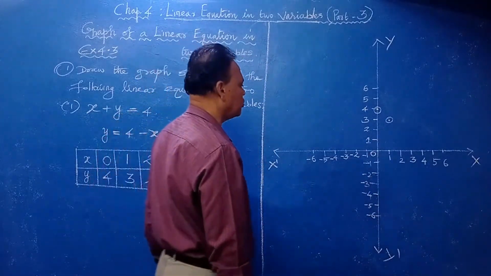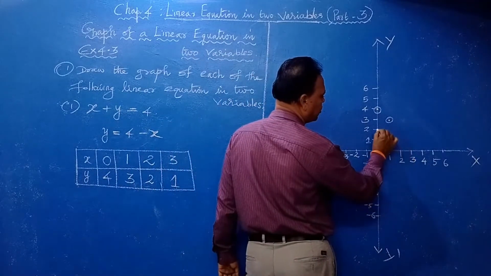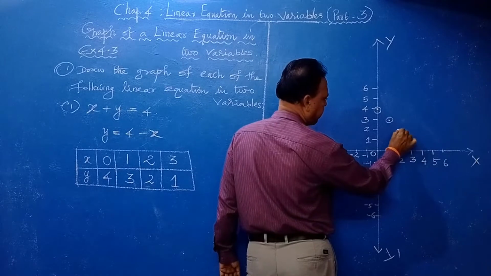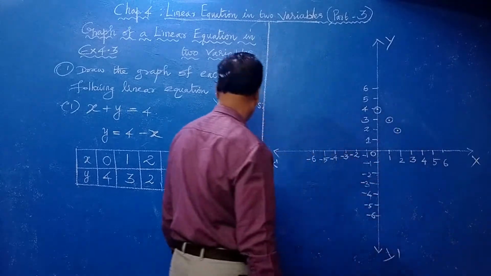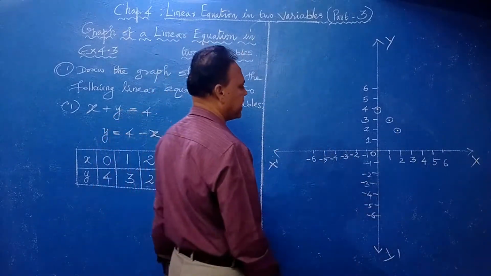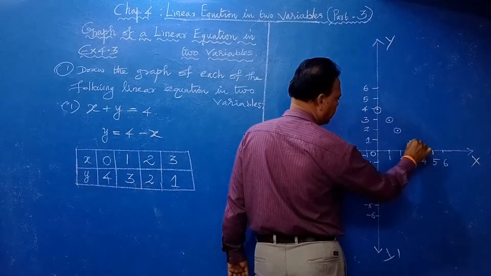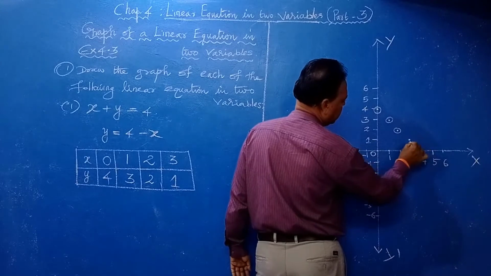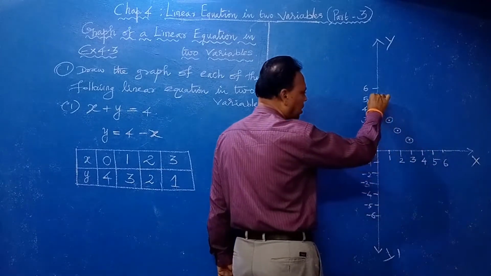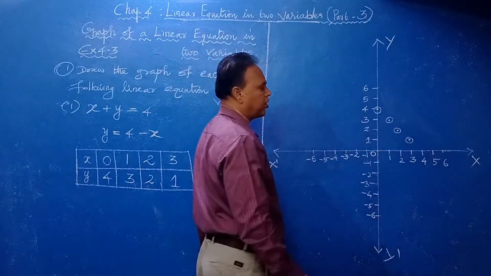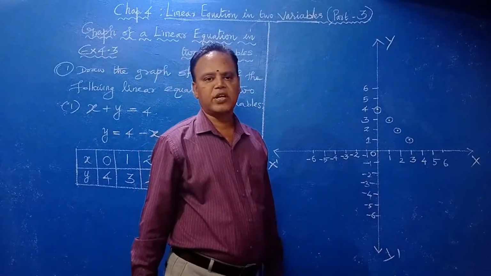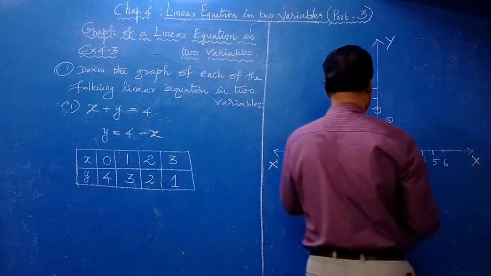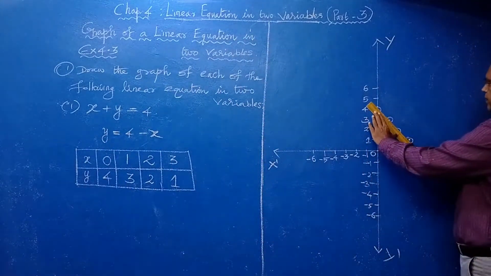Then (2, 2): x is 2, y is 2. Here. Then (3, 1): x is 3, y is 1. So here. Now all these 4 points, if you join them, you will correctly get a straight line. Take the scale and then join all the 4 points.